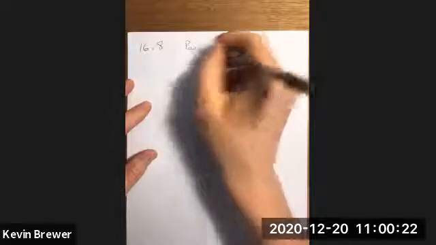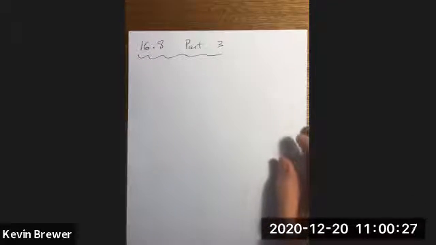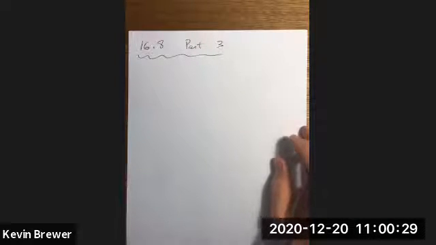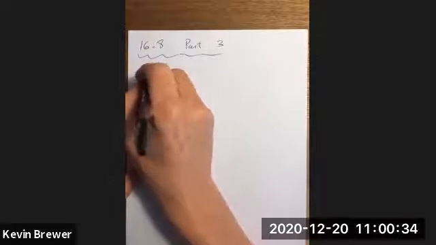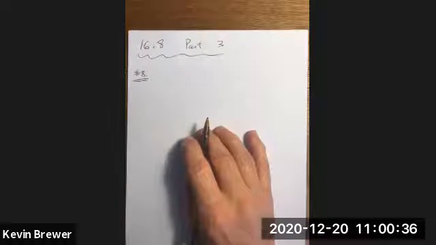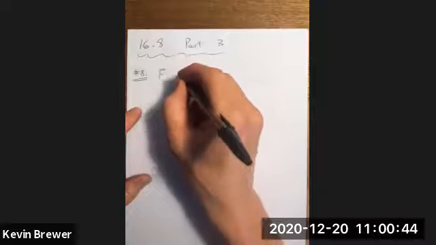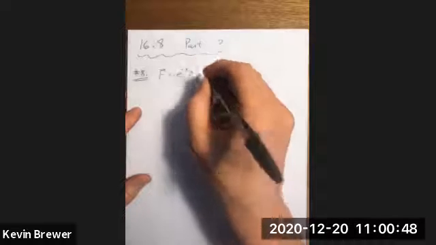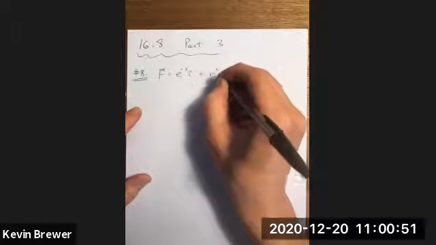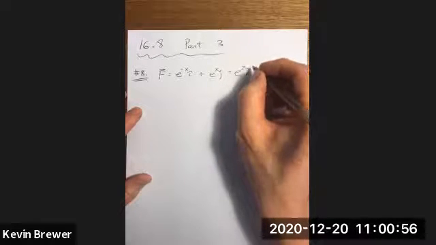Part 3 of section 16.8, and we need to look at another example problem of using Stokes' theorem. Let's see, I'm going to work problem number 8 from the exercises, and we're given the vector field F equals e to the minus x i plus e to the x j plus e to the z k.